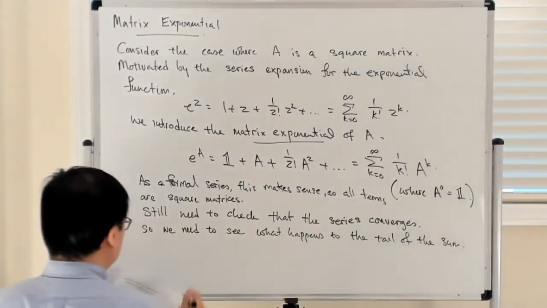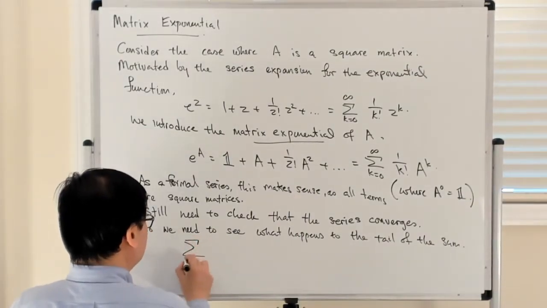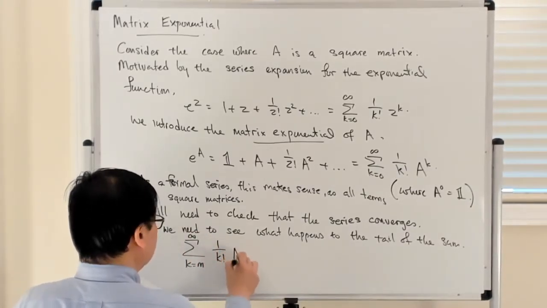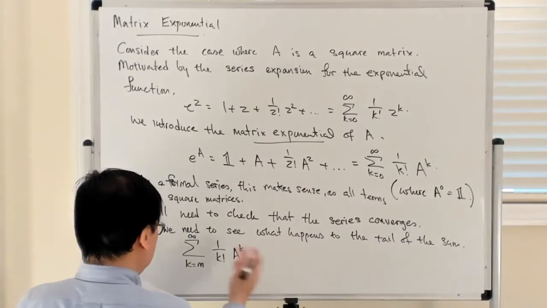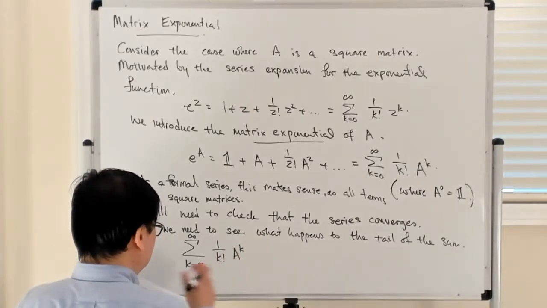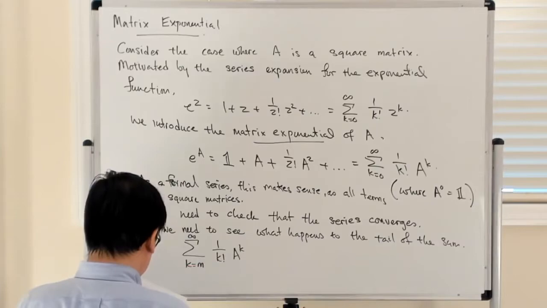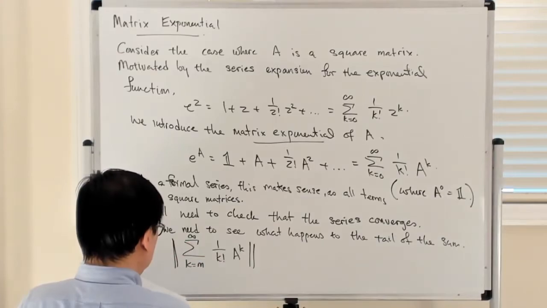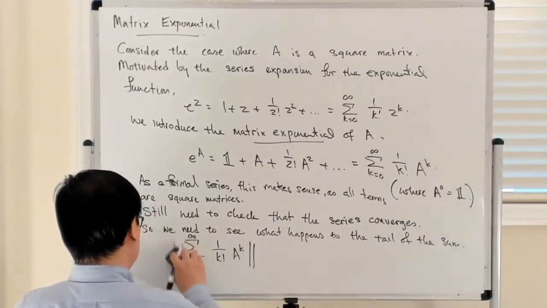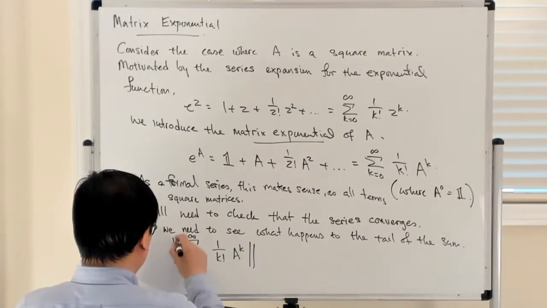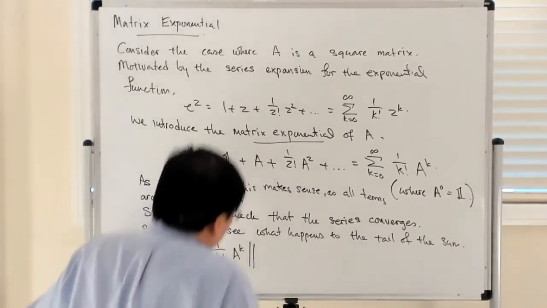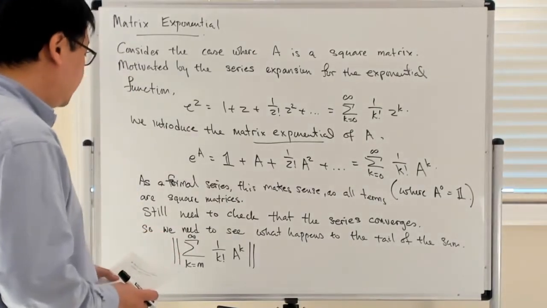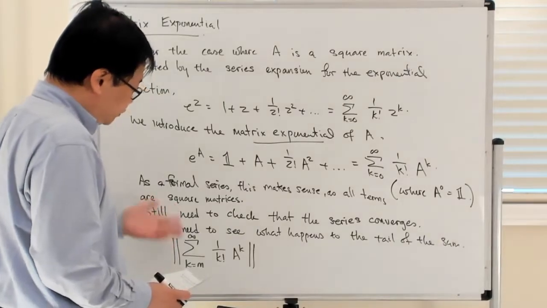Okay, so what I mean is that I'm going to look at the sum from, say, k equals m to infinity of 1 over k factorial A to the k, and I want to see that in some appropriate sense this is going to go to 0 as m goes to infinity. So let's look at the norm of this. You can ask what kind of norm we should use on a matrix. The most natural norm on a matrix is what's called the induced norm, and so that's what we're going to use here.